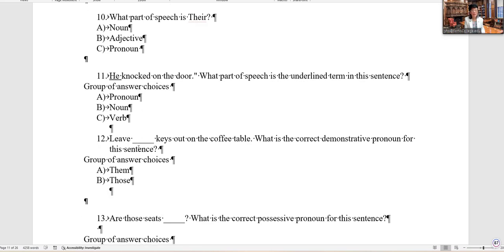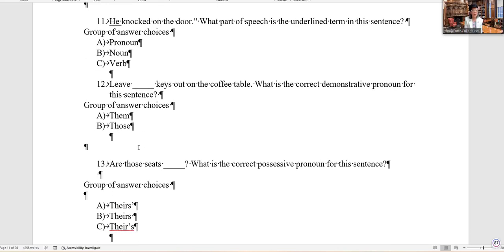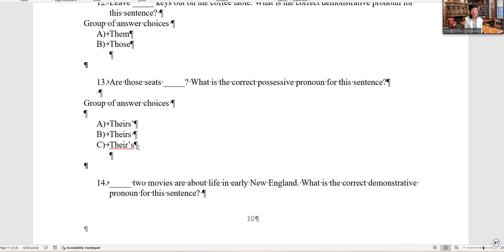He knocked on the door. What part of speech is the underlined term in the sentence? Pronoun. Pronoun, yes. And number 12, do we leave them keys or those keys out on the coffee table? Those keys. You can read it out loud if you're not sure. Are those seats theirs, or theirs? Is it A, B, or C?